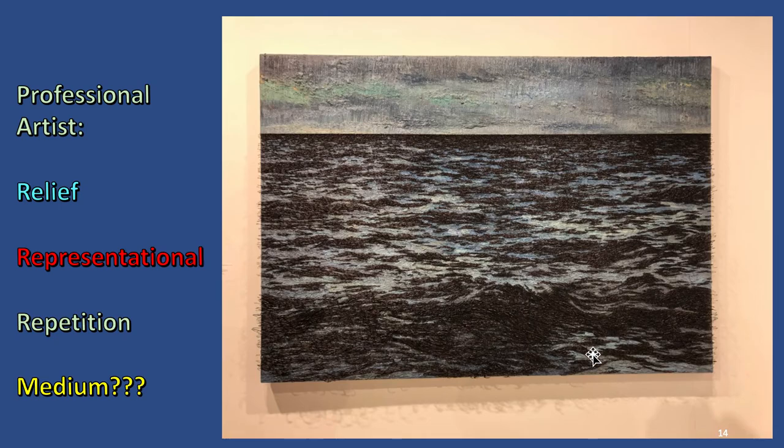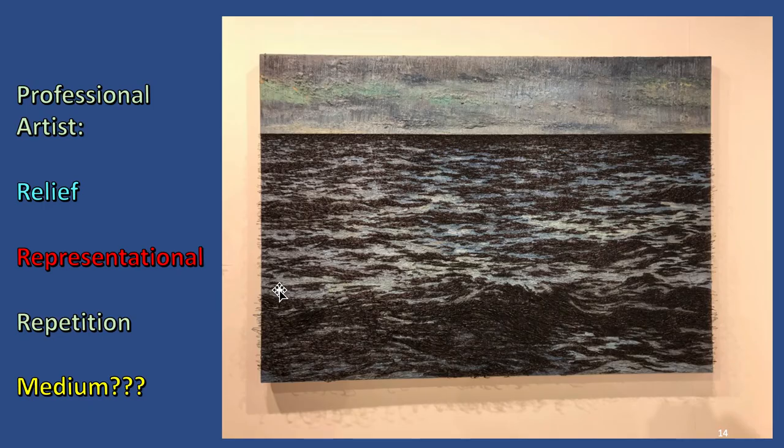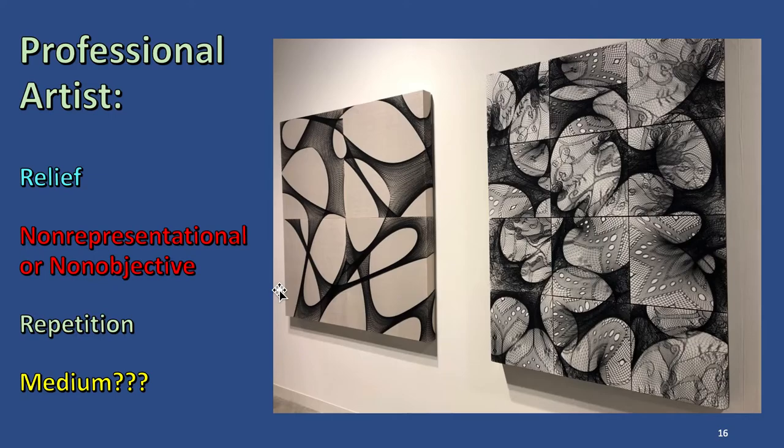This one is a representational artwork. You can see it looks like an ocean. We got waves going on. It's a relief. It's a 3D surface. Lots of repetition in here. And this has a very tricky medium. It's fish hooks. Okay, so all of that together is making that image made from fish hooks.